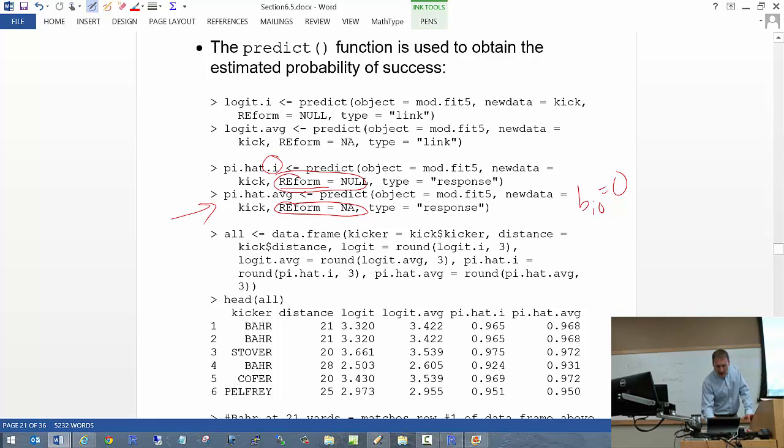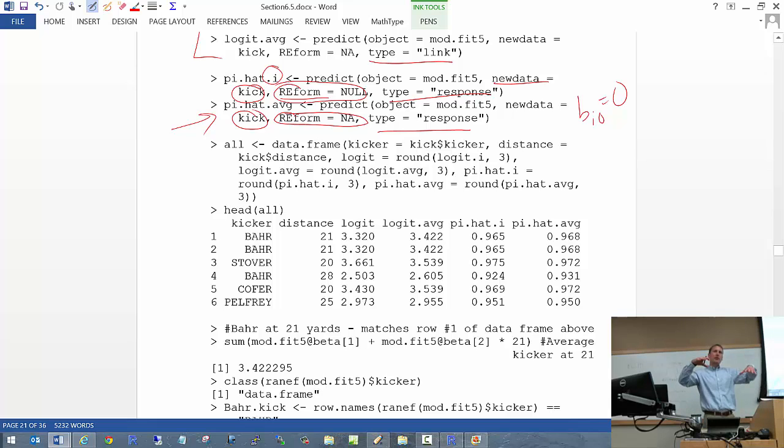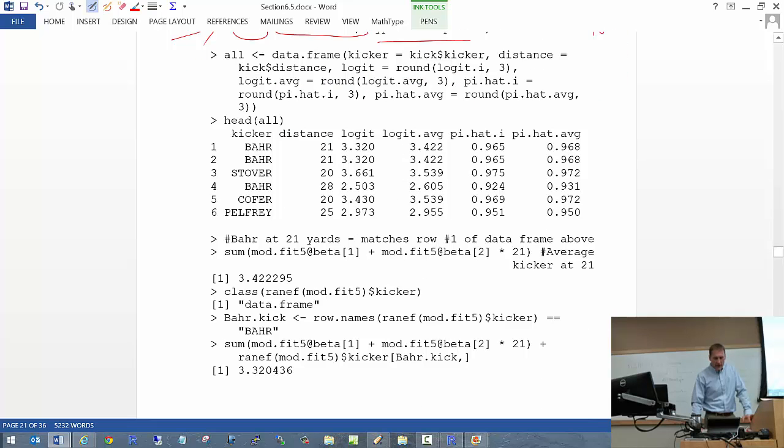And notice that my newdata here is just the original data set itself, so the 1,425 observations. So I'm just finding pi hats for the original observations. I also do a similar thing for just finding the logit of pi hat, because sometimes comparisons on that scale are a little bit easier. So notice how I say type equal link there rather than type equal response. So I find all these estimates, and I put them in a data frame called all, and here is the head of all.